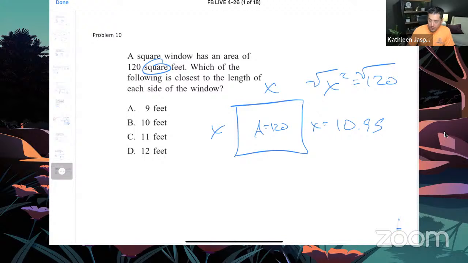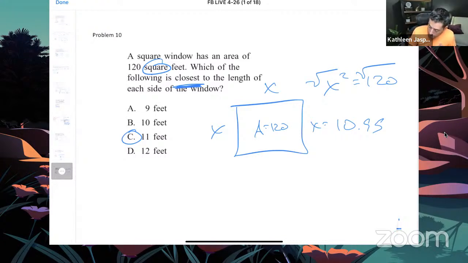And I bet most of you would put 11 feet, right? Because you say to yourself, well, it's 10.95. It's so close. And I have to round anyways, so 11. So here's why that is wrong, okay? Because it says which of the following is closest. It didn't say what is the exact answer, okay? And I'm looking for closest.